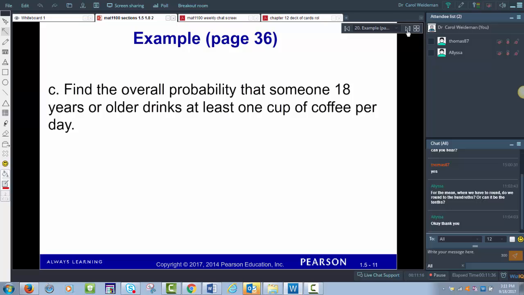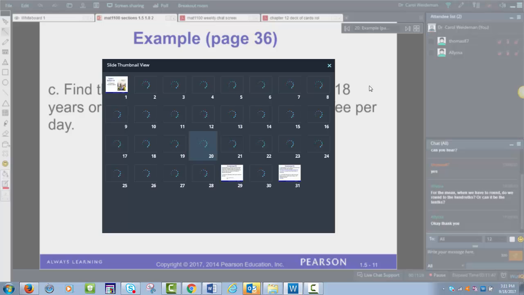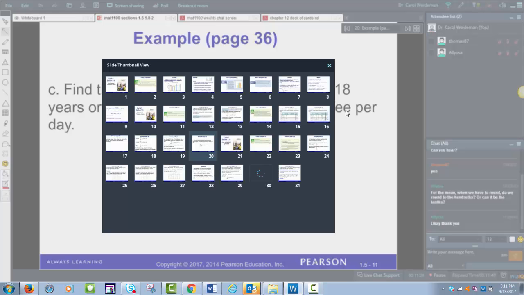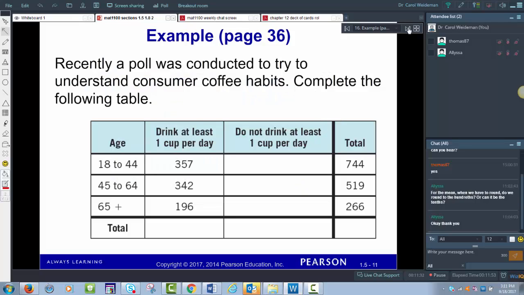Find the overall probability that someone 18 or older drinks at least 1 cup of coffee per day. Overall probability, so this is the total in the table. Let me just go back for a second and pull up the table again. We want to go down to the bottom of the table. So now we're looking at the total overall, 895 divided by 529.